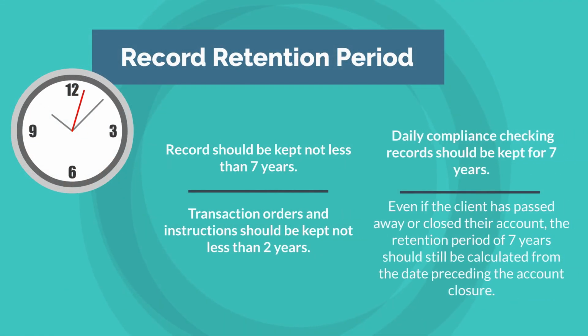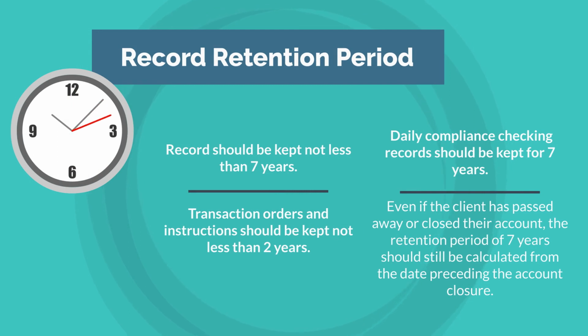In accordance with the Securities and Futures Keeping of Records rules, institutions are required to retain records for a minimum period of 7 years. Specifically, transaction orders and instructions should be kept for at least 2 years. For daily compliance checking, it is expected that the underlying records be retained for a reasonable duration to ensure an adequate audit trail. Additionally, it is important to retain important and necessary compliance records for a period of 7 years. Even if a client has passed away or closed their account, the 7-year retention period should still be counted from the date prior to the account closure.